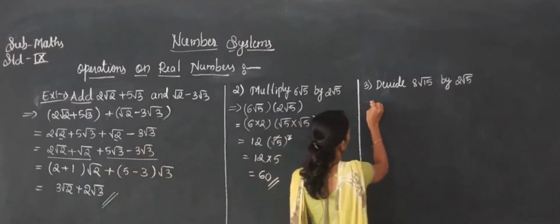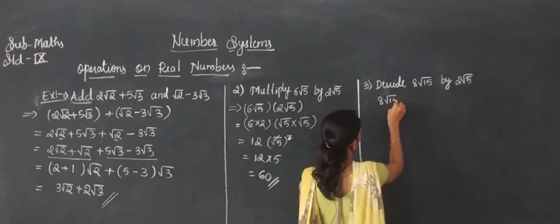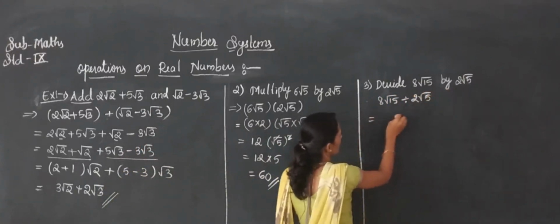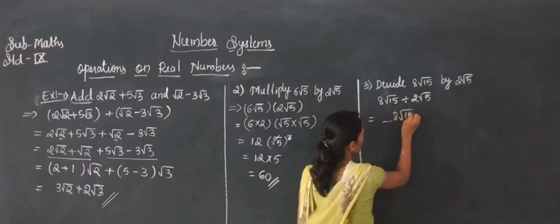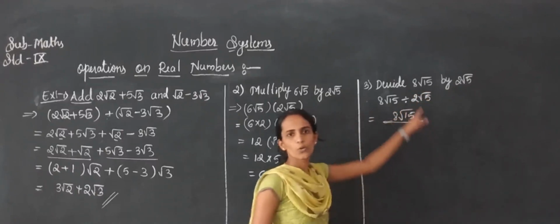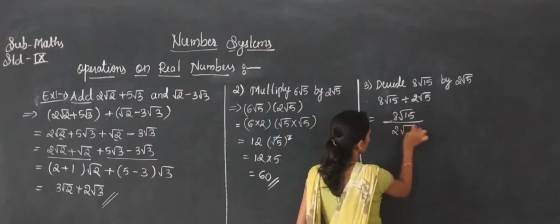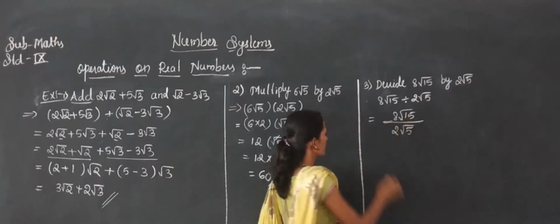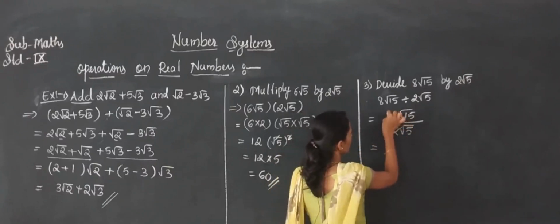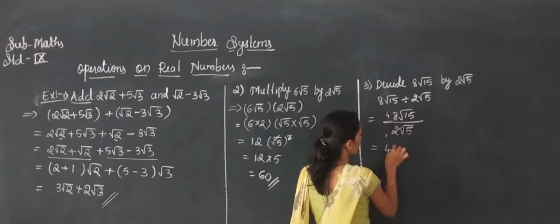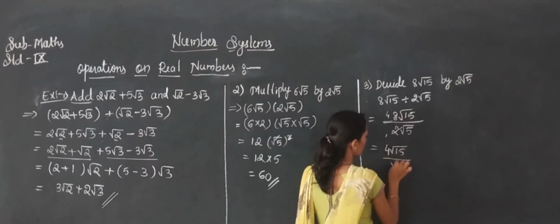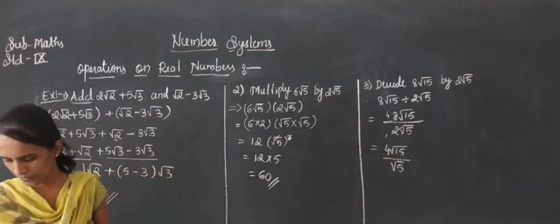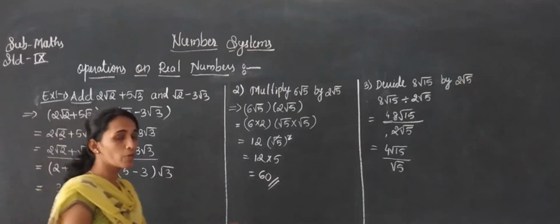Divide means we have to divide 8 root 15 by 2 root 5. So 8 root 15 divided by 2 root 5. Root 15 and root 5 are both different here. So then you have to write 2 1s are 2, 2 4s are 8. So that will become 4 root 15 divided by root 5. Whether the solution ends here only or not? No, it will not end here only.